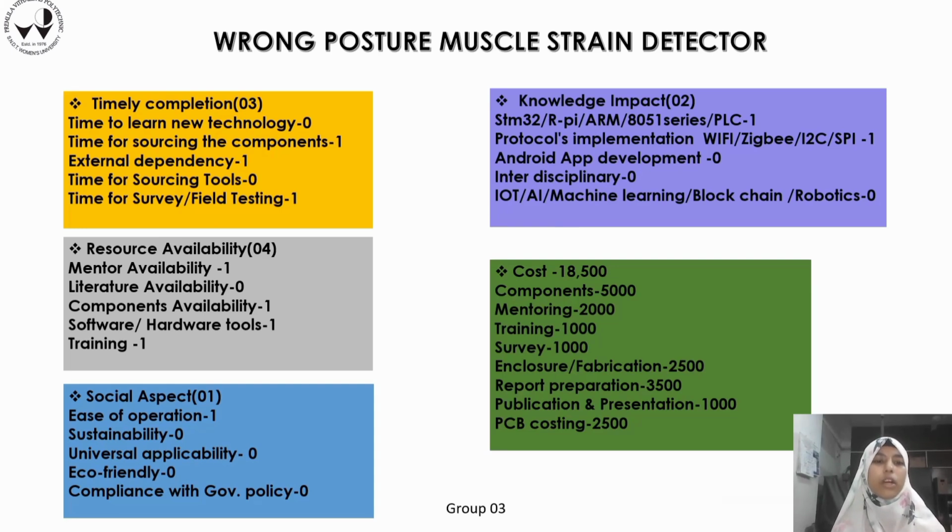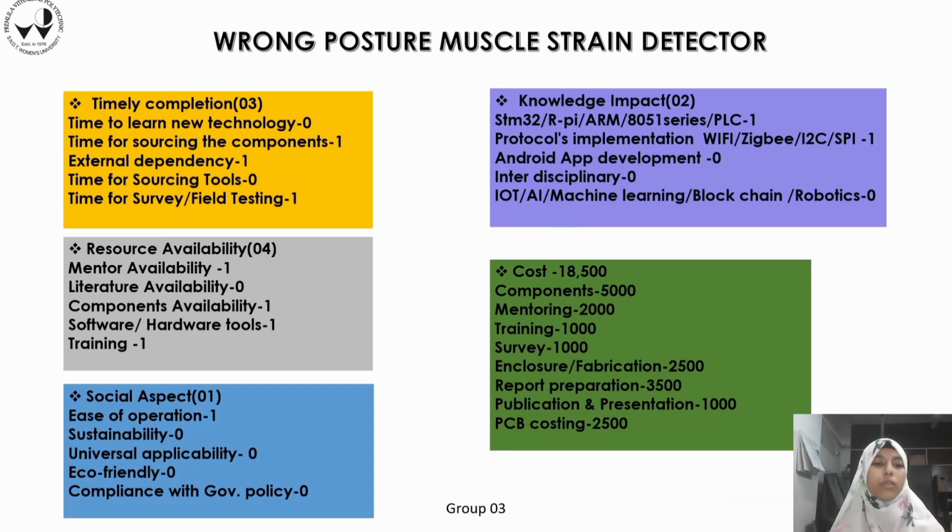Time for sourcing the components, the components will be available within the required time, so we have given it 1. External dependency, for the components we have to depend on a third person, so we have given it 1. Time for sourcing tools, it doesn't require any sourcing tools, so we have given it 0. Time for survey field testing, we have given it 1, because the time required for survey field testing is available and can be done within the time.